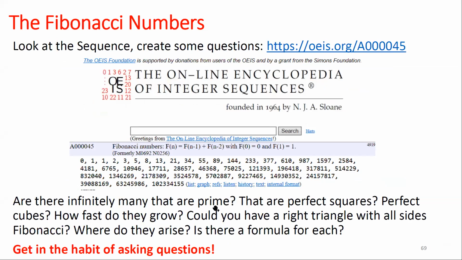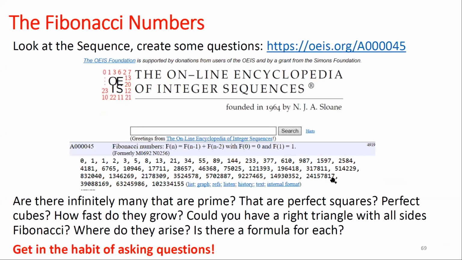Are there infinitely many that are prime, that are perfect squares? Perfect powers of 2? 144 is 12 squared. How often does something like that happen? Perfect cubes? How fast do they grow? Could you have a right triangle where all the sides are Fibonacci numbers? Are there any interesting applications of the Fibonacci numbers? Is there a formula for each one?